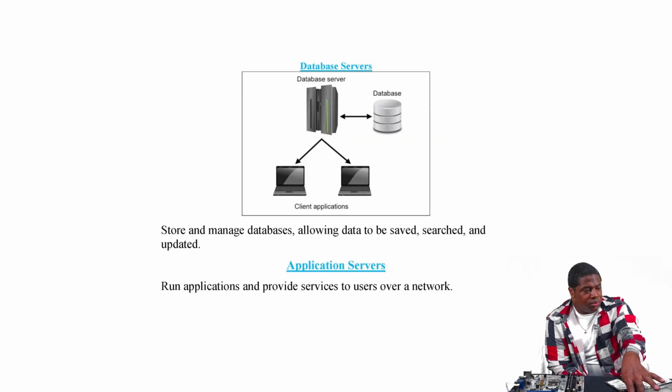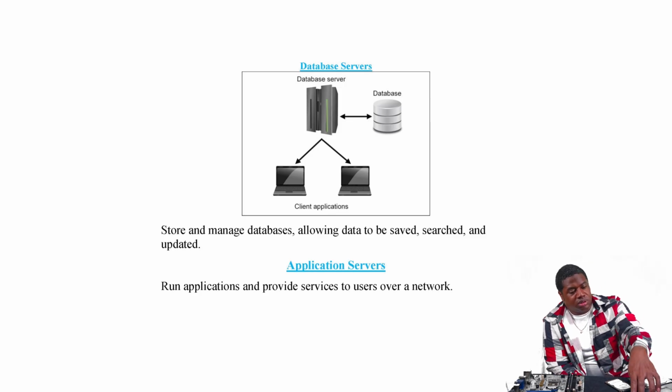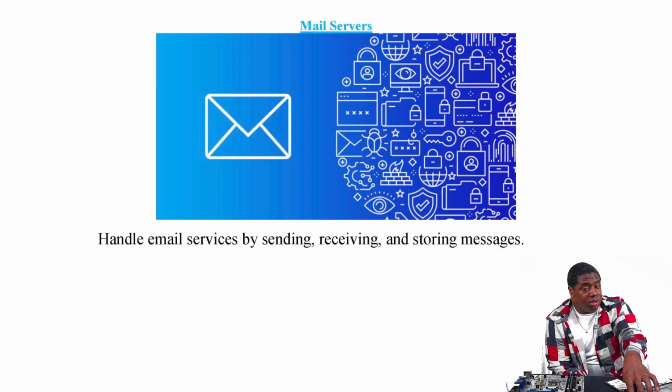And here we have a diagram of a database server: the client applications, the database, and database server. Store and manage databases, allowing data to be saved, searched, and updated. Application services. Run applications and provide services to users over a network. Mail services. Handle email services by sending, receiving, and storing messages.